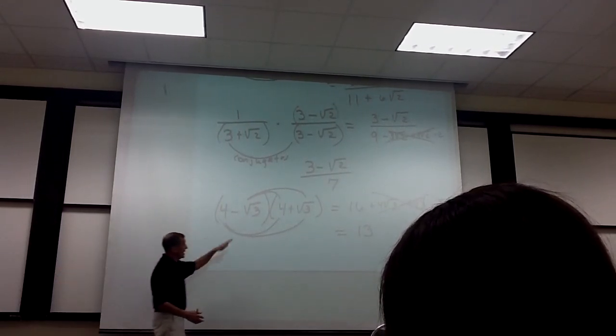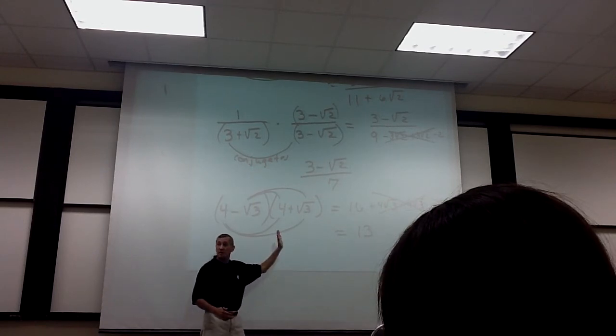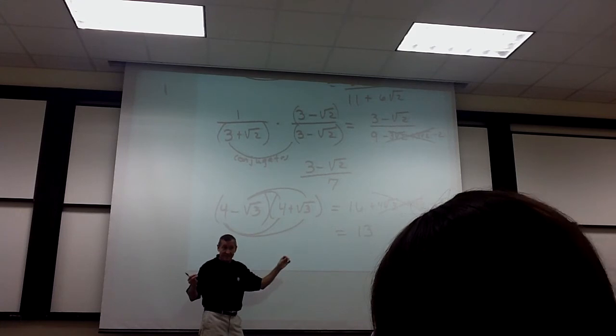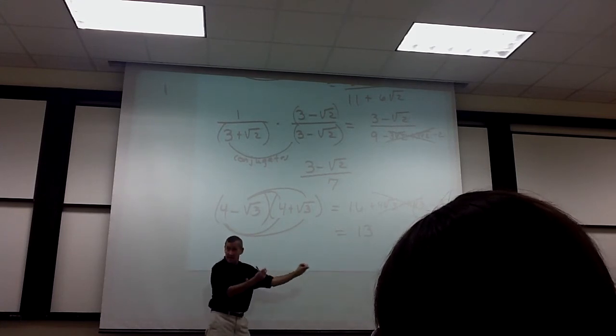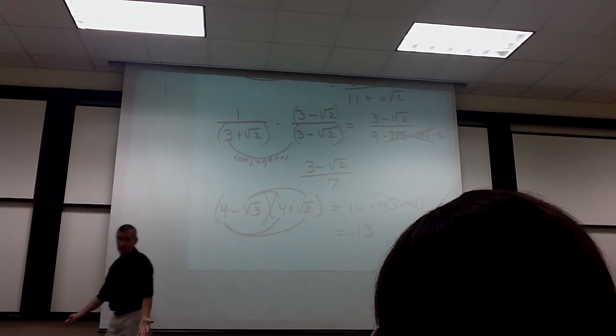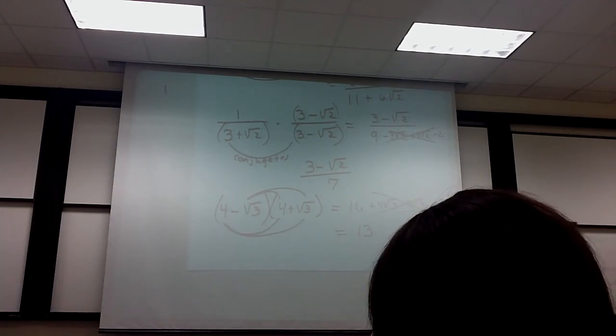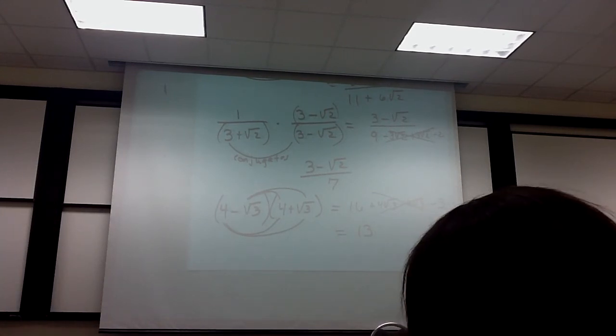Instead of doing the FOIL, you can just do the FL. Just the F and the L. All right? Just the first and the last. The O and the I are going to cancel anyway. So if you want to save yourself a little time, a little ink, just the first two and the last two. There's always going to be something minus something because of the nature of the conjugate, a positive and a negative among the last terms.